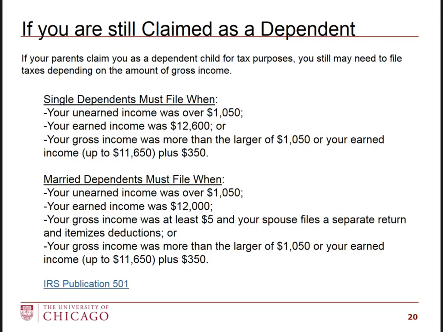Often students ask if they are still claimed as a dependent, do they have a filing requirement? The answer is yes, you do need to review for filing requirement. The income levels are different for single dependents and married dependents, and you will determine that based on your filing status if you have a filing requirement. For more information on income levels for filing requirements, you may consult IRS Publication 501.